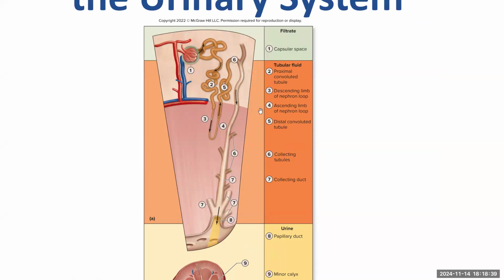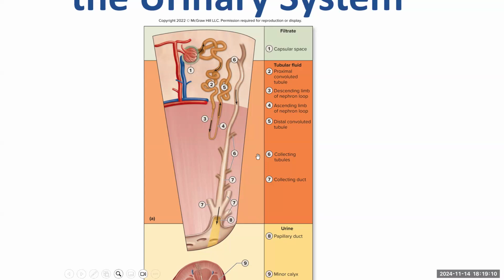And then as it moves into the tube system, through the proximal convoluted tubule, down through the nephron loop, into the distal convoluted tubule, through the collecting tubule, even in the collecting duct, all of that is going to be the tubular fluid. And once it passes out through the papillary duct, or the renal papillae at the base of that renal pyramid, then it's known as urine.